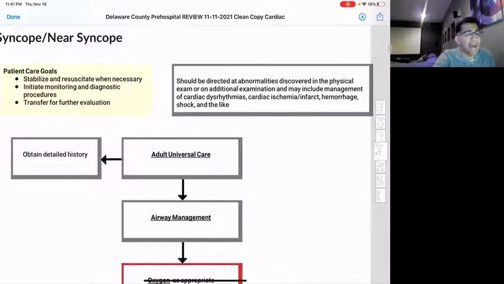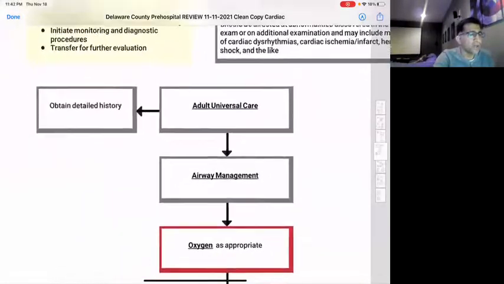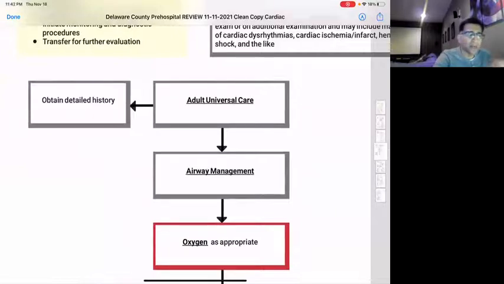We should be thinking about abnormalities that we discover in our physical exam and really thinking about the different issues that could cause syncope versus near syncope. Everything from cardiac dysrhythmias, ischemia, infarction, hemorrhage, shock, GI bleed, sepsis, all those things are on our list. And this is why syncope and near syncope becomes really challenging. As in the rest of our protocol, we're going to keep coming back to this adult universal care. We used that last time, and we were able to talk a little bit about adult universal care last time that we were together on our Zoom meeting.